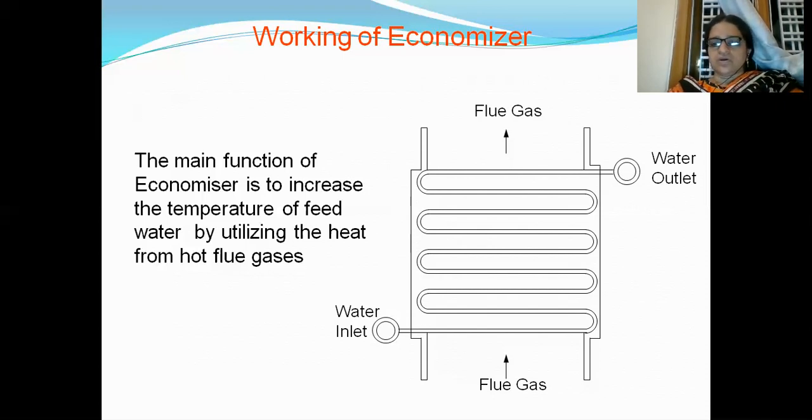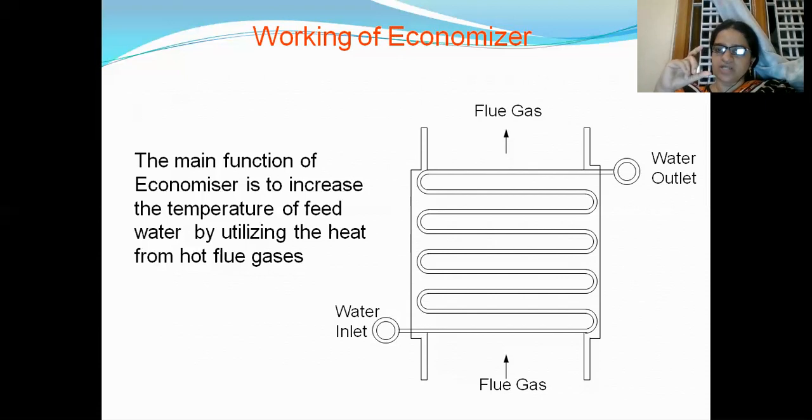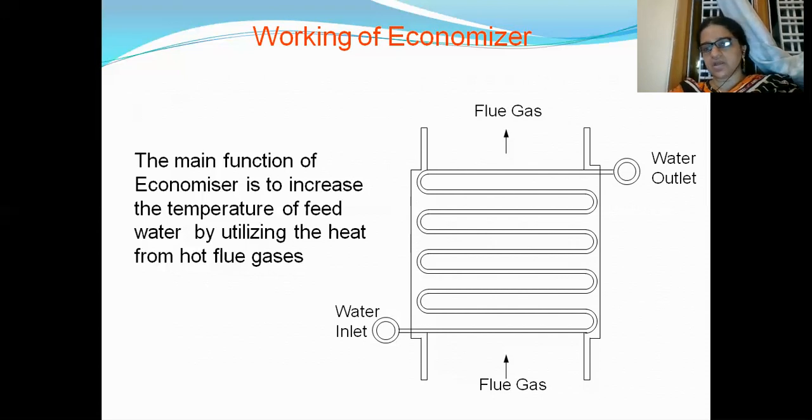So these flue gases are allowed to pass through the economizer. What the economizer does is supply feed water to the boiler.